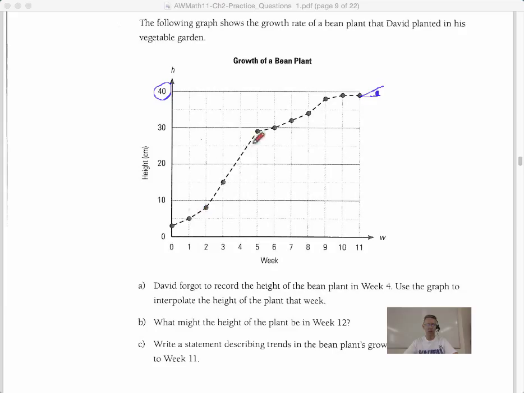So there's sort of 3 regions, I would say. 1 here to week 5, and then from week 5 to week 9, and then from week 9 to week 11 seems to really be slowed down.